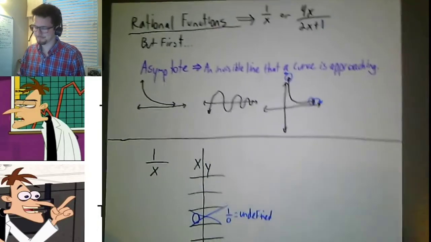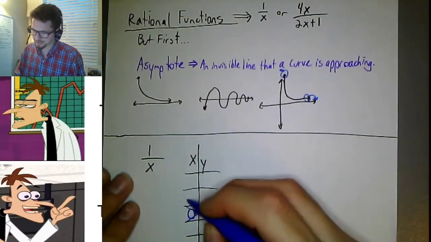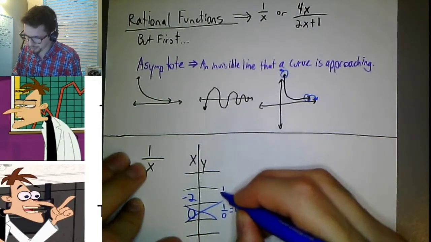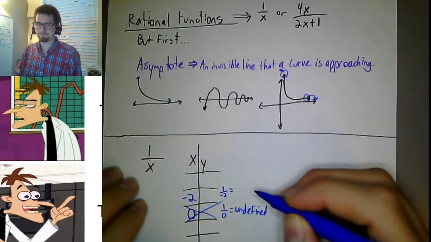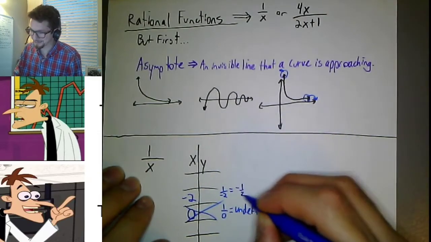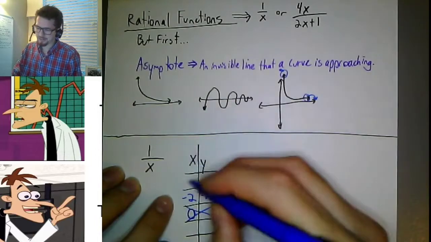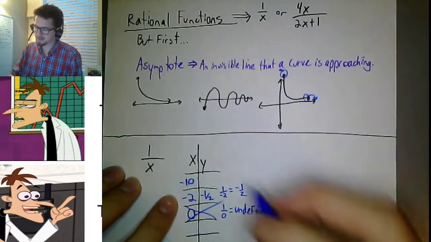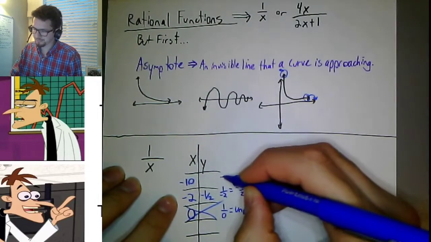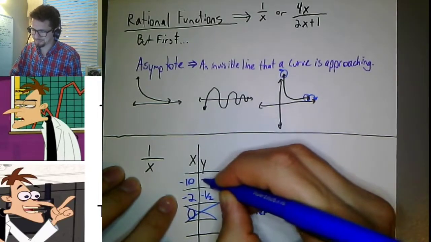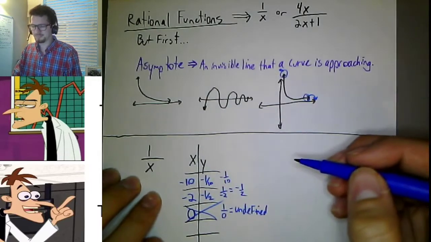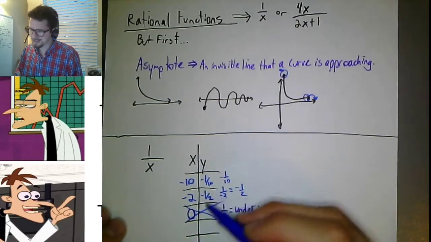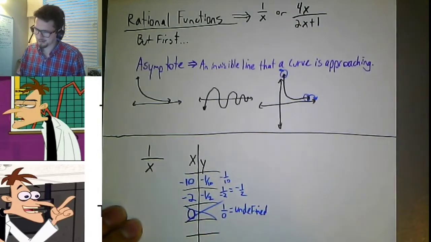Okay, well, what happens if we go to maybe, I don't know, -2? What if we do 1 over -2? Well, we get -1/2. Okay, what happens if we go -10? Well, -10, we end up with -1/10. Well, that's crazy. It looks like the numbers are just getting smaller and smaller as I go. Smaller and smaller fractions.